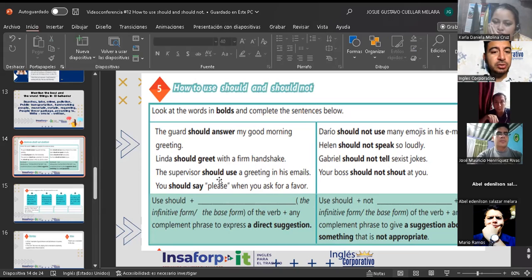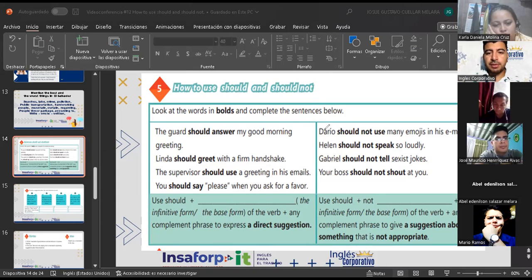The supervisor should use a greeting in his emails. El supervisor debería usar un saludo de buenos días en sus correos. You should say please when you ask for a favor. Debería de decir por favor cuando pides un favor. Okay, so let's listen to some other sentences in here.